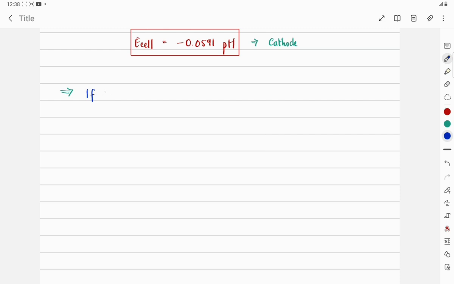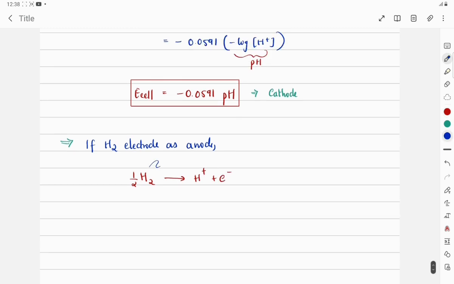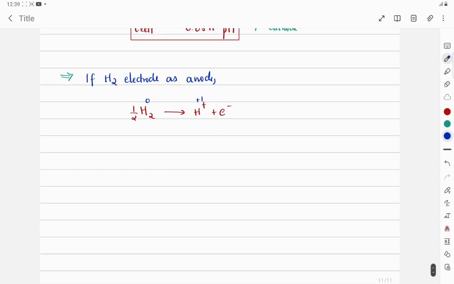If I consider my hydrogen electrode as anode, first changes in the cell reaction itself, it will just get reversed. So half H2 will become H+ plus electron because anode should undergo oxidation. Here you can see from 0 oxidation state to +1 oxidation state, hydrogen electrode is being oxidized. So this is a cell reaction in case of hydrogen electrode acting as anode.